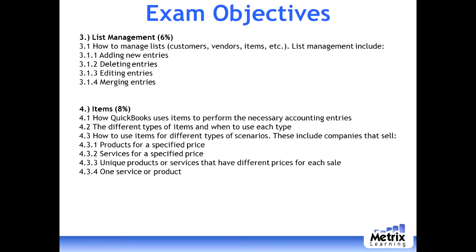In addition, you'll need to know how to use items for different types of scenarios. So you need to know products for a specified price, services for a specified price, unique products or services that have different prices for each sale, and one service or product. So essentially, you'll need to know the difference between inventory parts, non-inventory parts, and inventory examples. To get a better grasp on this, you can go to pages 40 through 48 in the Day 1 manual.